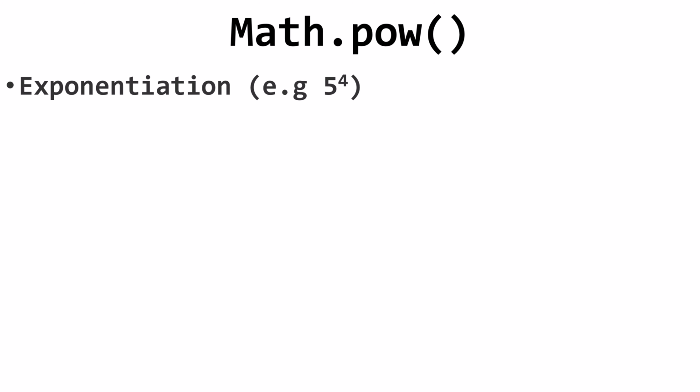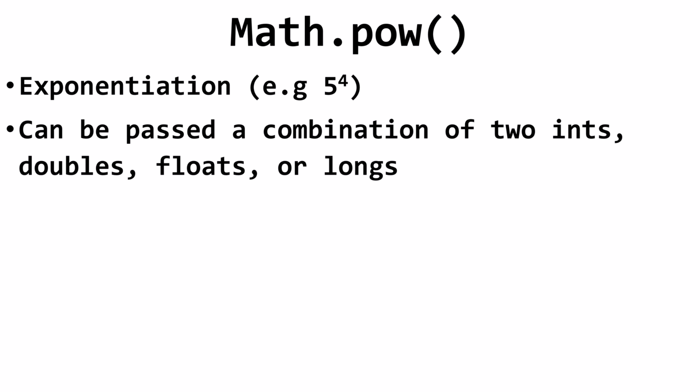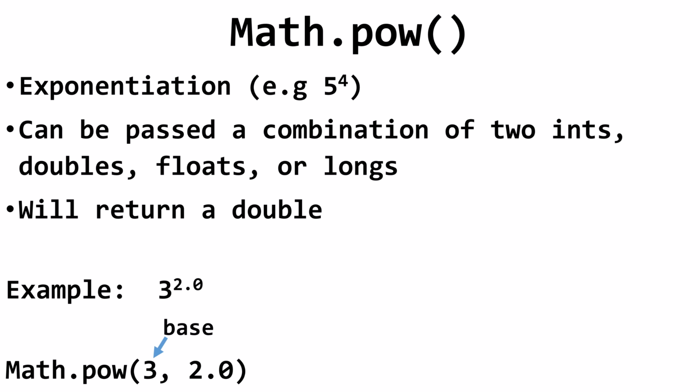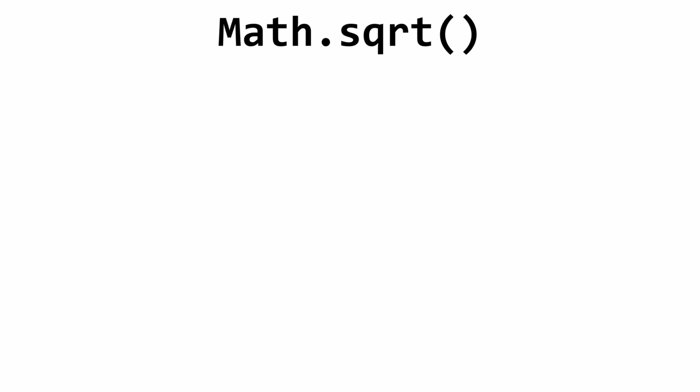Math POW. This method calculates exponents. For example, 5 to the 4th power. Math POW can be passed a combination of 2 ints, doubles, floats, or longs. Math POW always returns a double. For example, if we pass the int 3 and the double 2.0, it calculates 3 to the second power and will return 9.0.